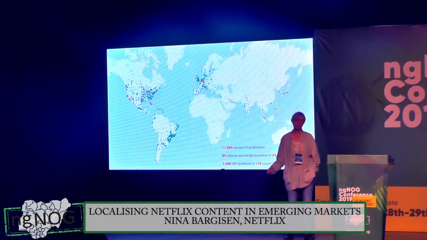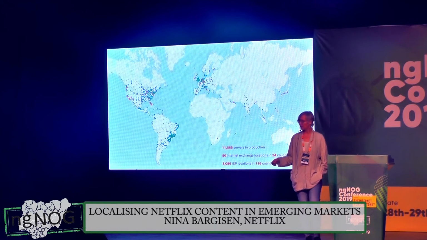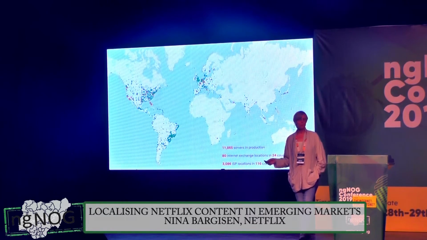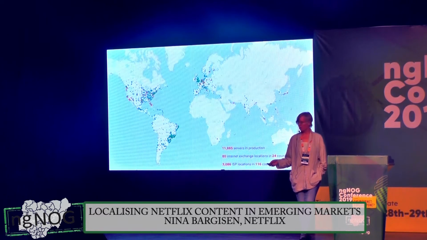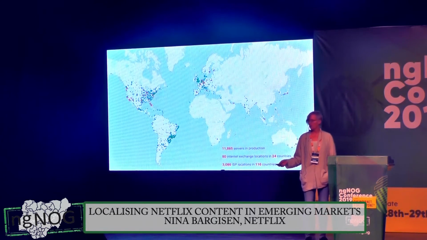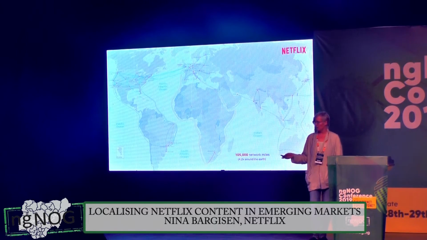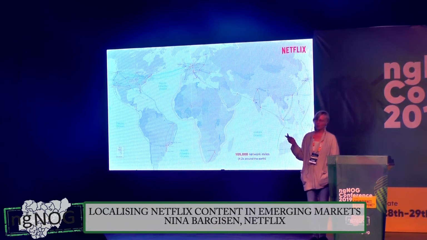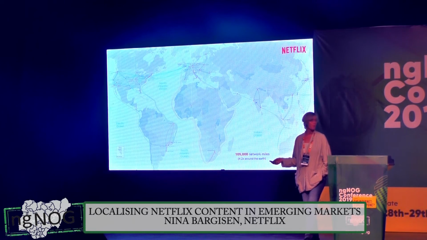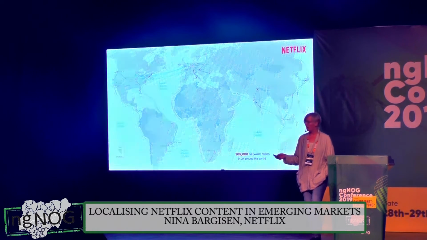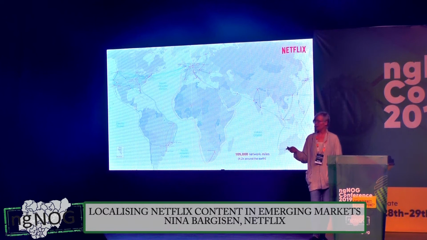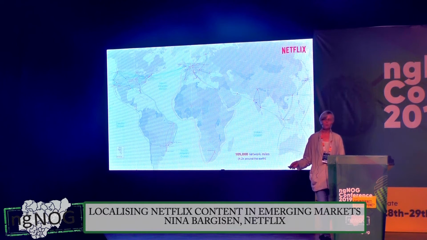This is a map of where our servers are located today. All the green dots are standalone servers inside ISPs' networks, and the orange dots are points of presence of the Netflix network. This is the Netflix network that is connecting all the orange dots on the map before. And as you can see, we have one point of presence in Africa, which is in Johannesburg, and a few points of presence in Europe, a little bit more in the US, and a couple in Asia and Latin America.